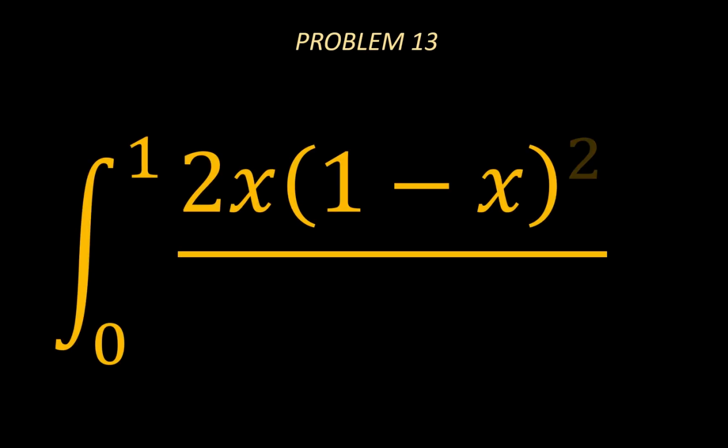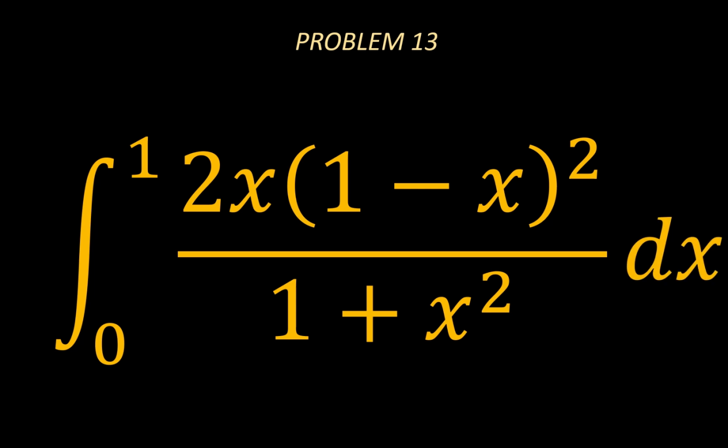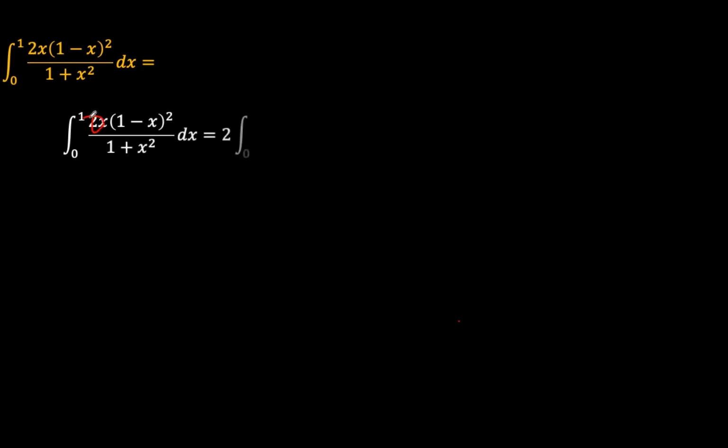So problem 13 is the definite integral from x equals 0 to x equals 1 of 2x times 1 minus x squared over 1 plus x squared. The problem here, as I said, is interesting. The first thing I would do is pull out this constant so that we have 2 times the integral from x equals 0 to 1 of x times 1 minus 2x plus x squared. So we've gone ahead and expanded this part of the integrand.